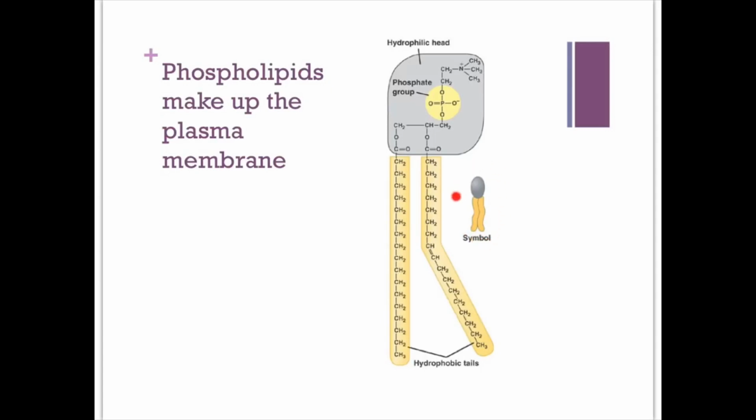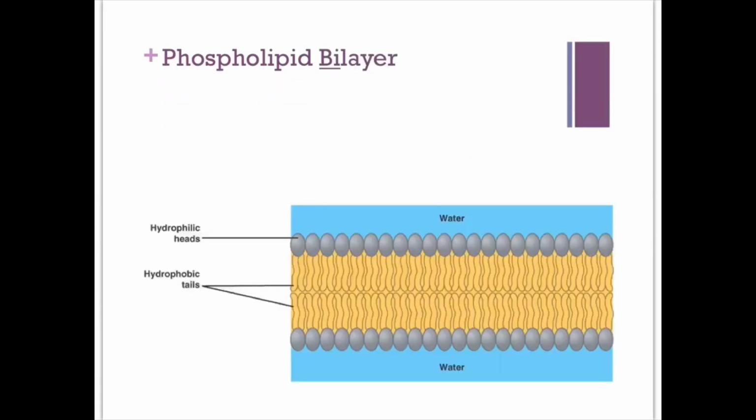We are going to symbolize a lot of times these phospholipids with this tiny little symbol, where this is representing the head and then the two fatty acid tails. Here's the way the phospholipids come together to actually form the plasma membrane.